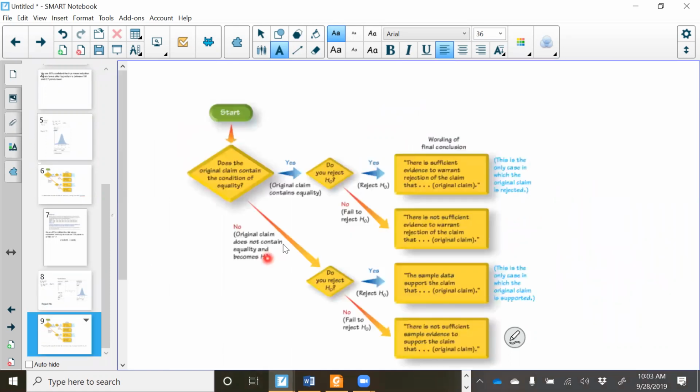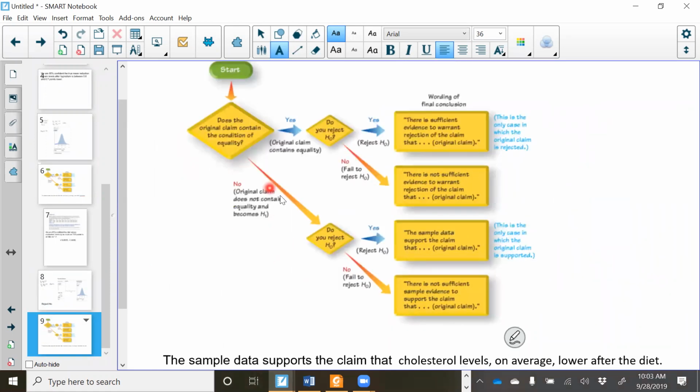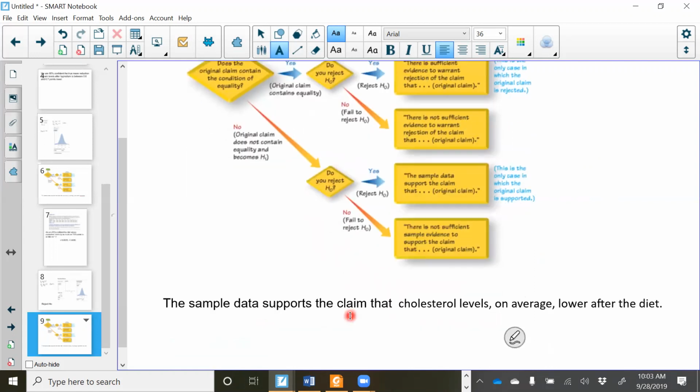So what does that mean in context? Well, the claim was our HA, so that did not contain equality. Did I reject H0? Yes, I did. So I'm going to start that phraseology. And as you can see, the sample data supports the claim that cholesterol levels on average are lower after the diet. And that's basically the process.